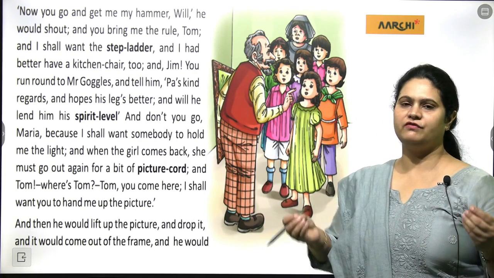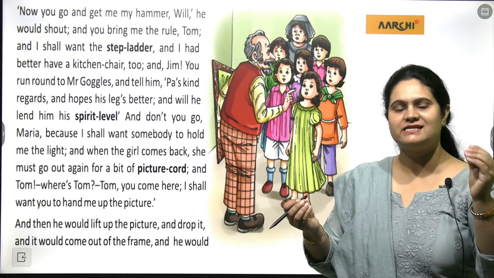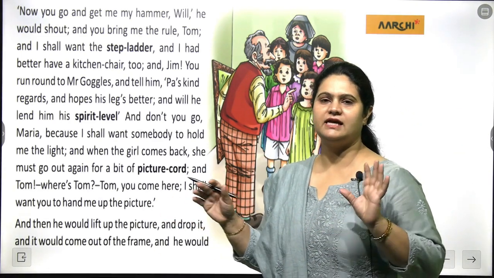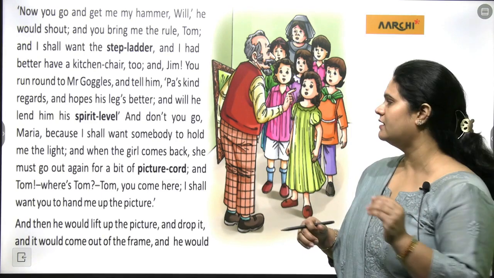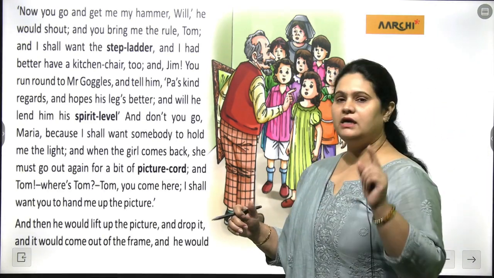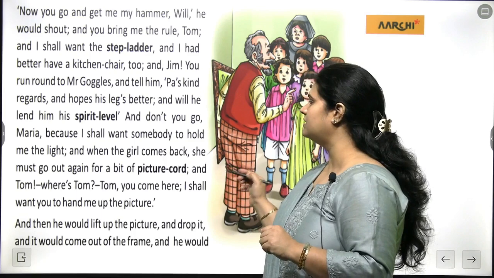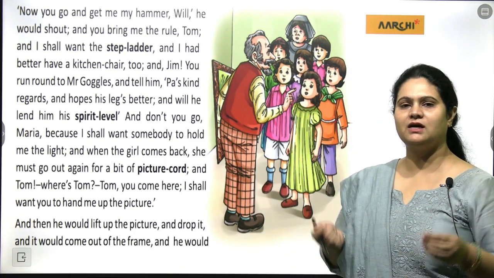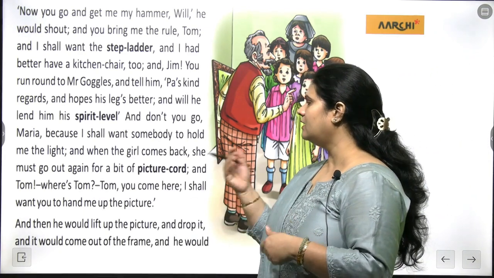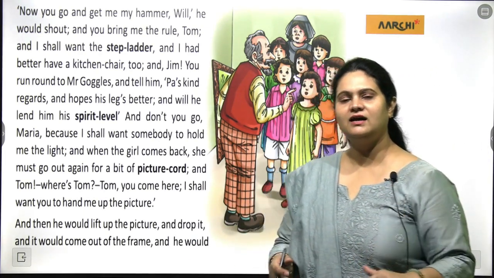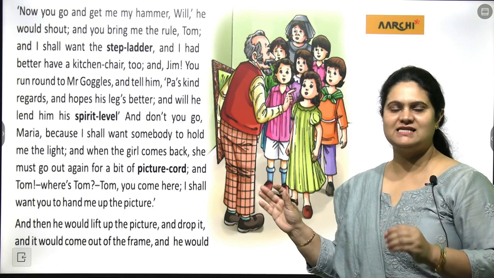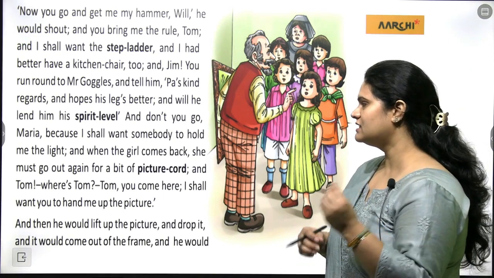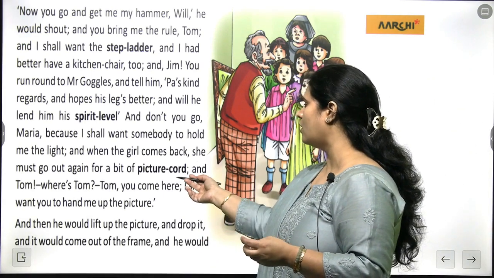Goggles and ask him if he would lend him his spirit level. Don't you go, Maria. Now he is saying this to his wife, Aunt Podger, Aunt Maria, because he says that I shall want somebody to hold me the light. He wants Aunt Maria to show him the light. And when the girl comes back, which was the girl he had sent for getting the nails, he says now when the girl comes back, she must go out again for a bit of picture cord.